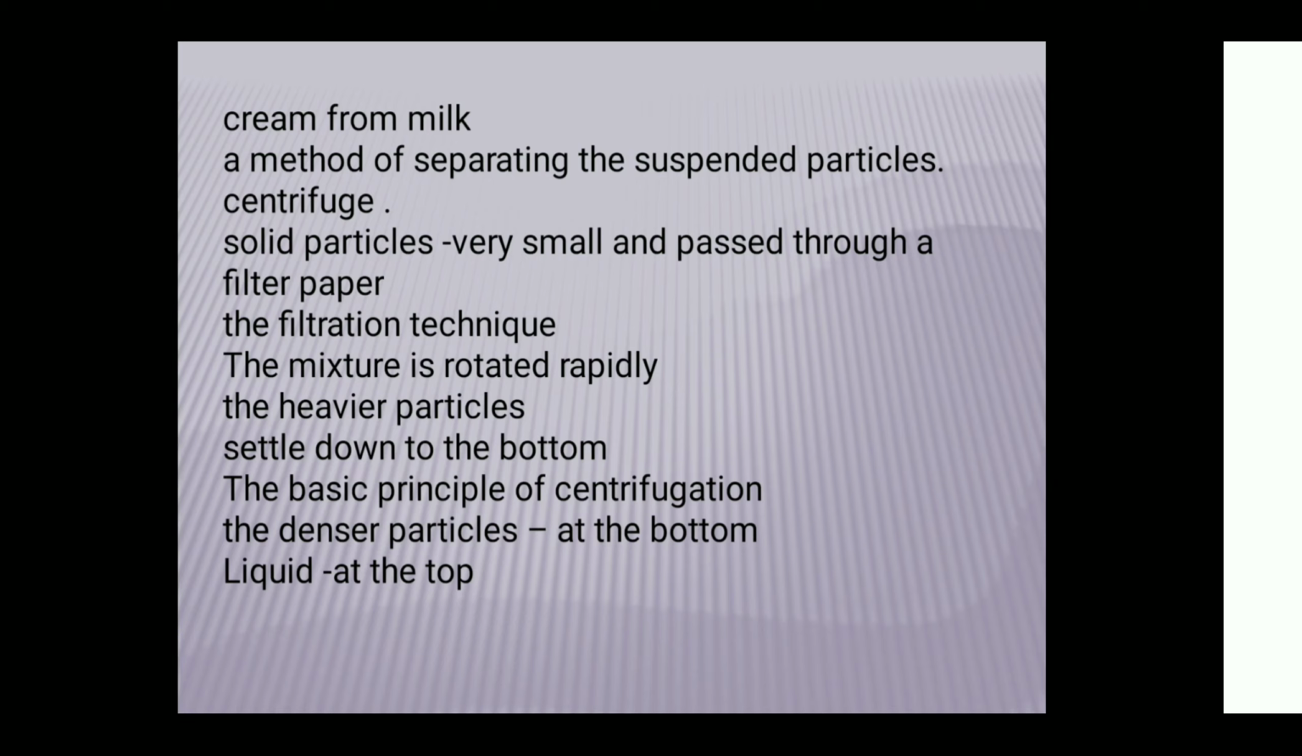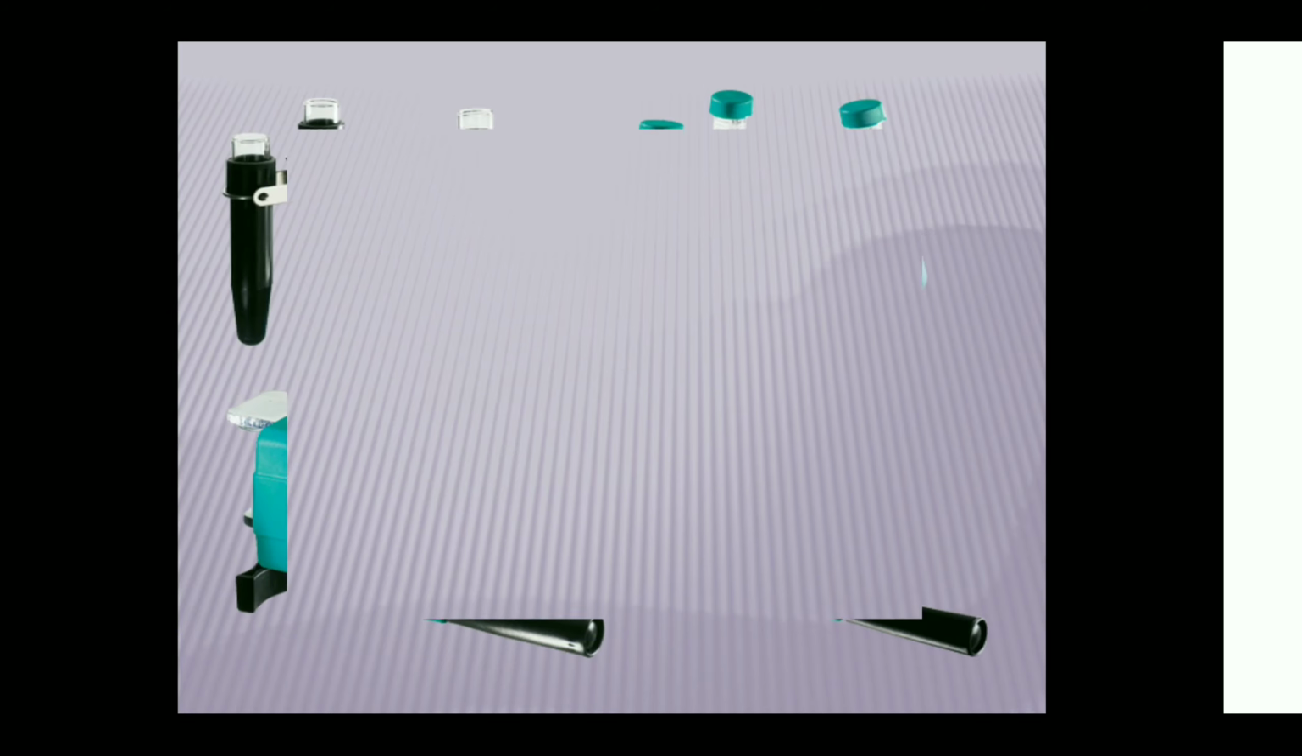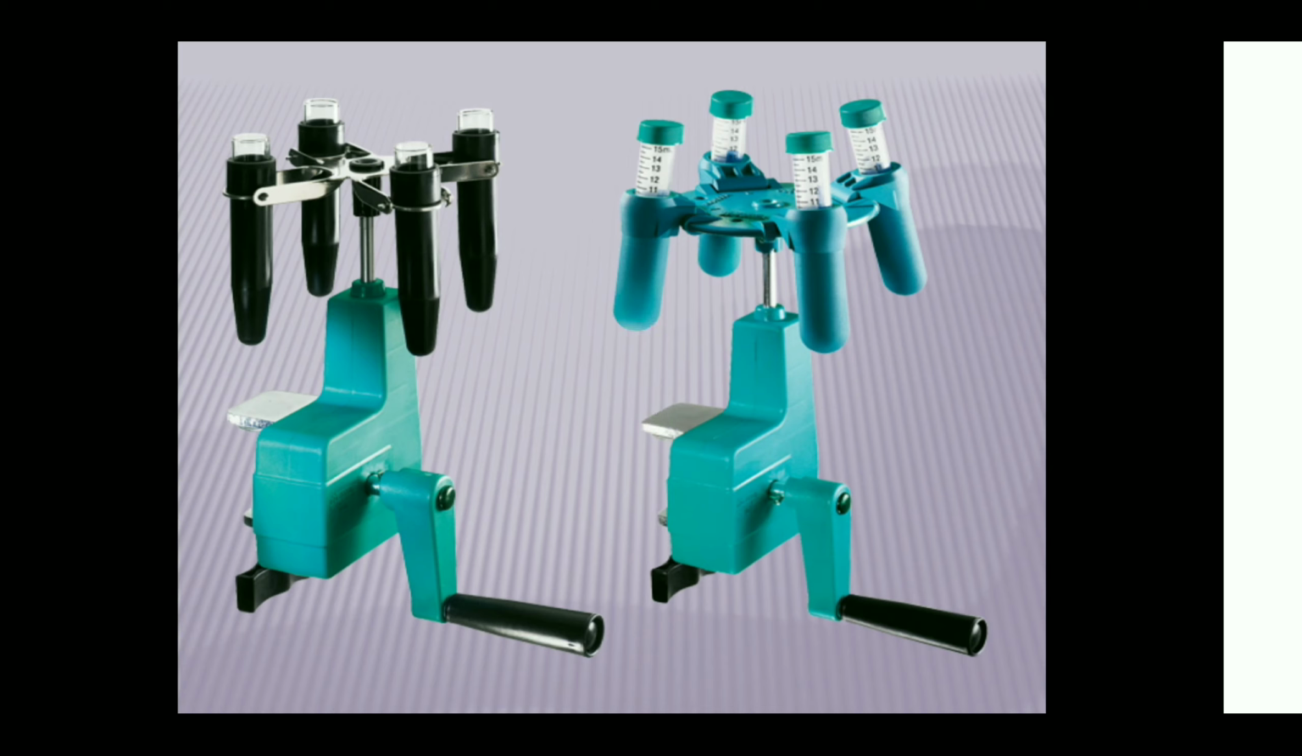Here in this picture you can observe a centrifugation machine which is run manually. We have to rotate it so that we can get the centrifugation process. So here we are going to learn in this particular video about the centrifugation machine which is run electrically.